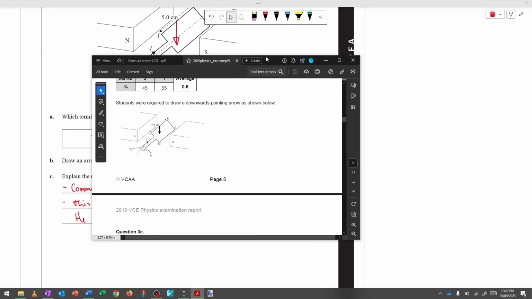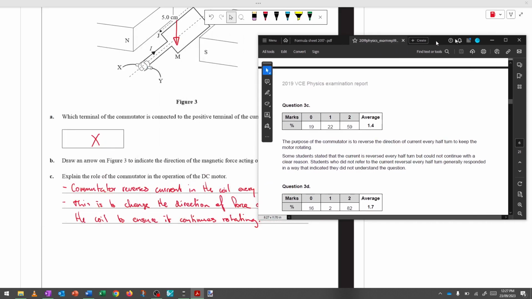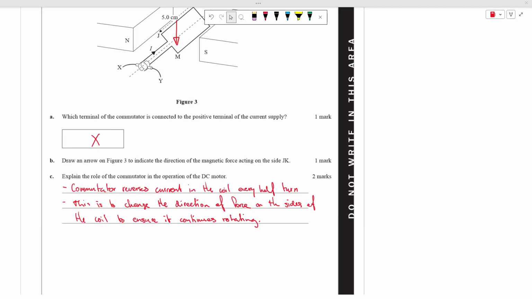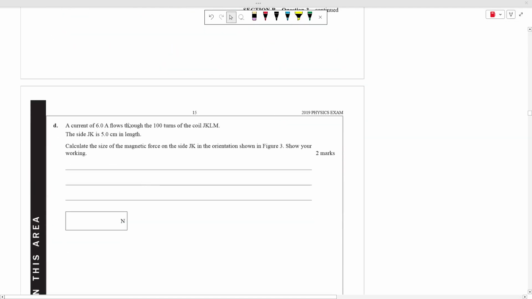Let's have a look. So the purpose of the commutator is to reverse the direction of the current every half turn to keep the motor rotating. Some students stated that the current is reversed every half turn but could not continue with a clear reason. Students who did not refer to the current reversal every half turn generally responded in a way that indicated they did not understand the question. There you go.